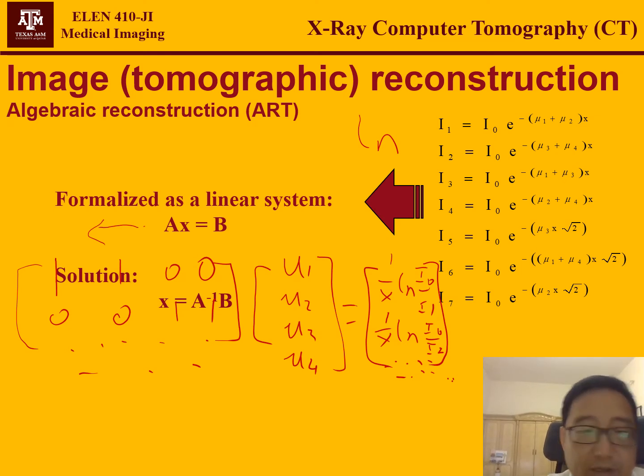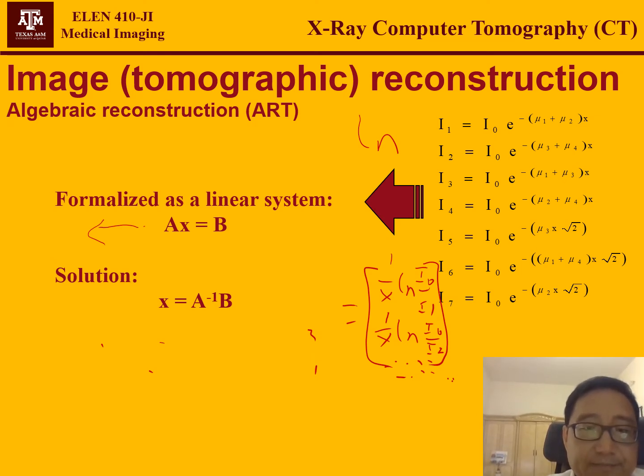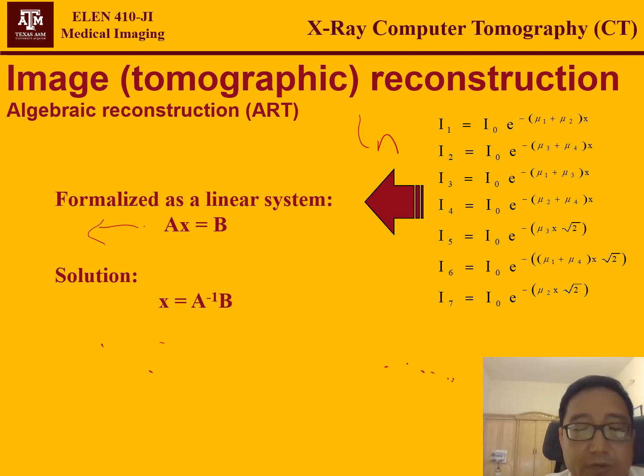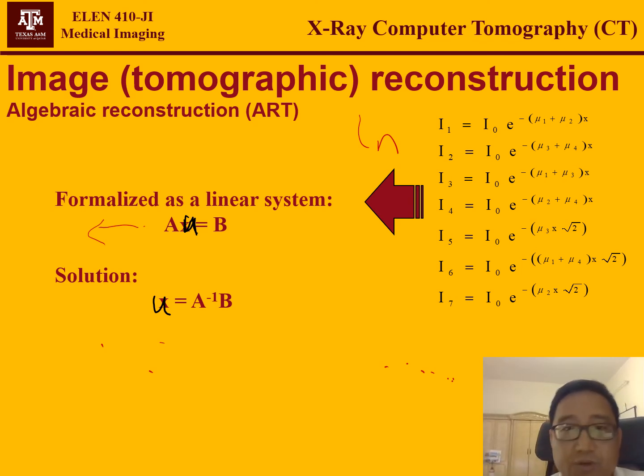Let me erase this so you can see a little more clearly. What I mean here is that these are the unknowns, which are really just the attenuation coefficients. So by solving this set of linear equations, you can get a map of the attenuation, and then your image is reconstructed.